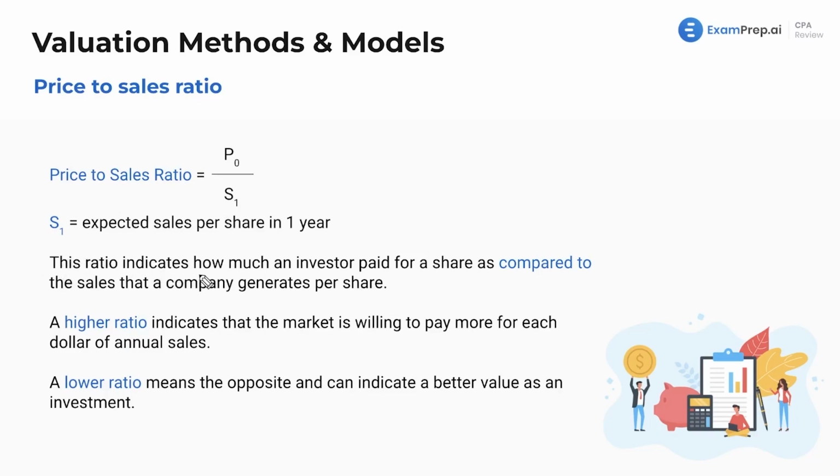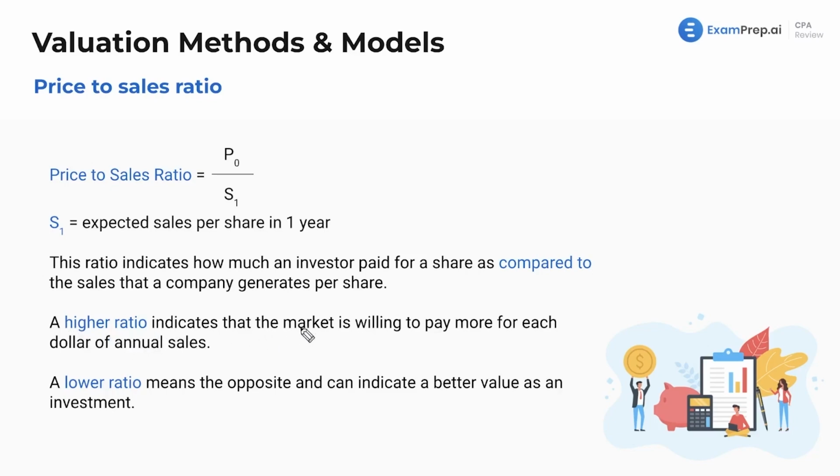This ratio indicates how much an investor paid for a share as compared to the sales that a company generates per share. A higher ratio indicates that the market is willing to pay more for each dollar of annual sales, just like price to earnings, same thing.